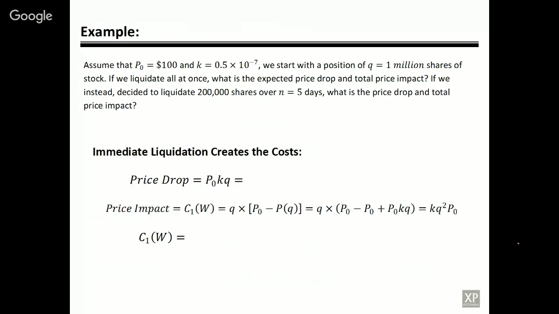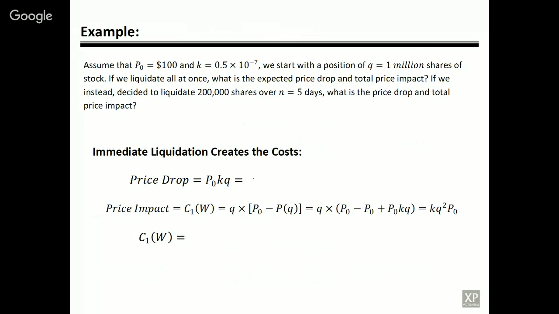Assume that the current price is 100. Our market impact factor is 0.5 times 10 to the negative 7, and we have 1 million shares of stock. If we liquidate all at once, what is the expected price drop and total price impact? If we instead decide to liquidate 200,000 shares over 5 days, what is the price drop and total price impact?